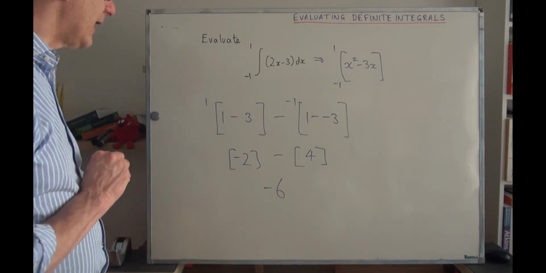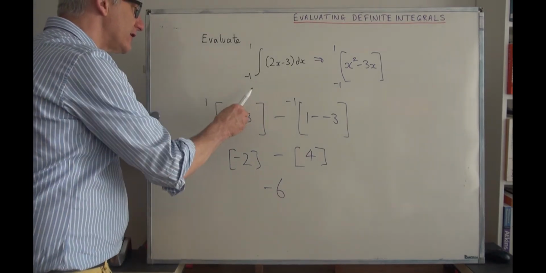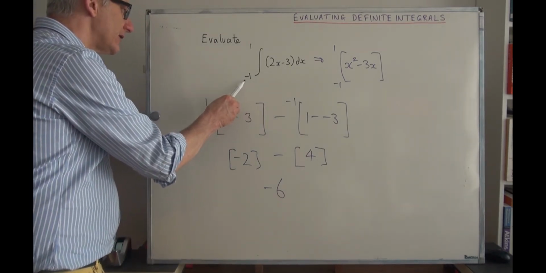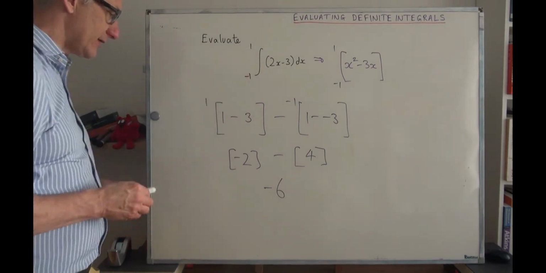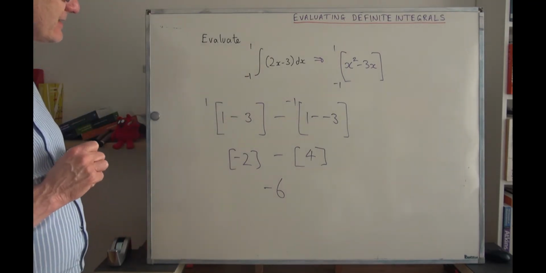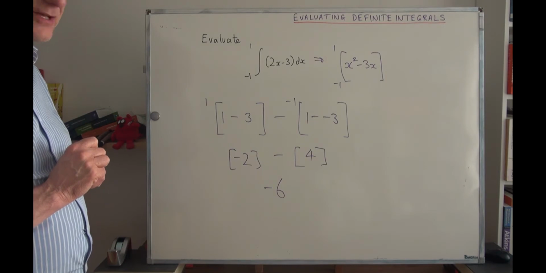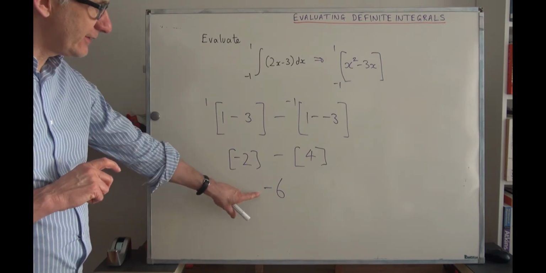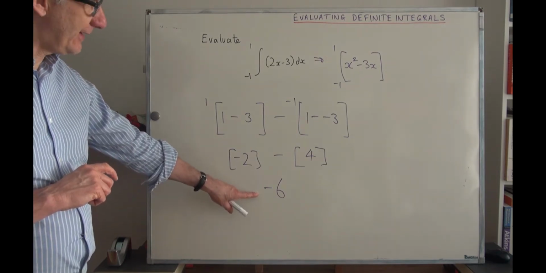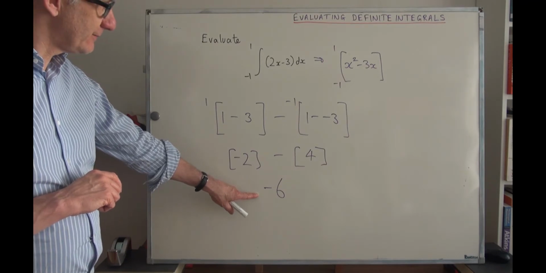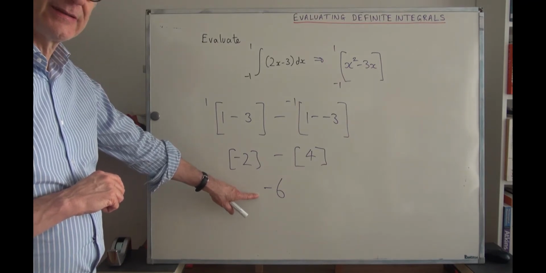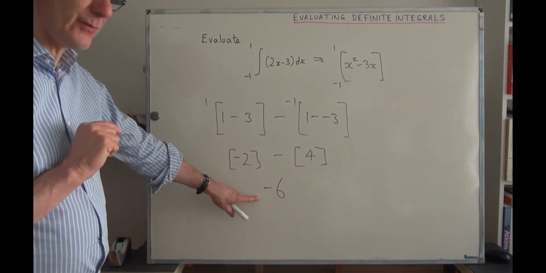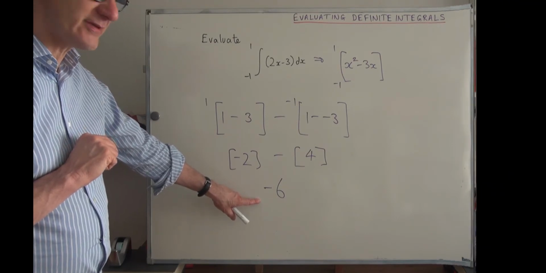So the area underneath that function between the limits -1 and 1 works out to be -6, which sounds like a strange number. How on earth is it possible to have an area which is negative? So I'm going to explain that a little bit more clearly in the Desmos sequence which follows on from this video.